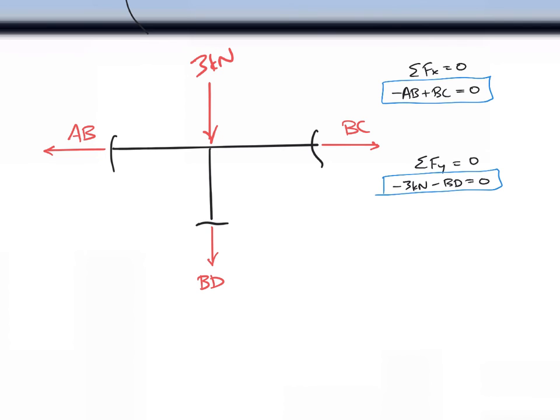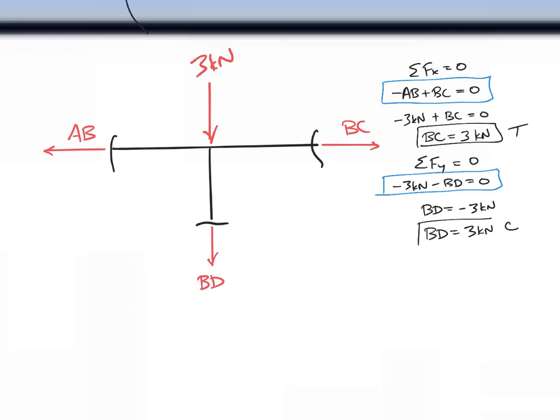Now I'm going to plug in there. Negative AB plus BC, so we get negative 3 kilonewtons plus BC equals 0. So BC equals 3 kilonewtons. Because I drew it in tension and I got a positive, that means it is in tension. And then for this one over here, BD equals negative 3 kilonewtons. Since I drew it in tension and it turns out to be a negative sign, that means it's in compression, 3 kilonewtons compression. And remember, this T or C is worth 1 more point. So that's joint B.